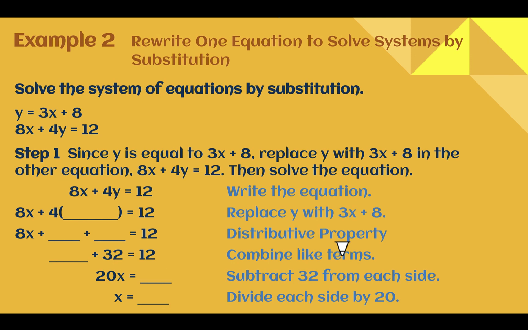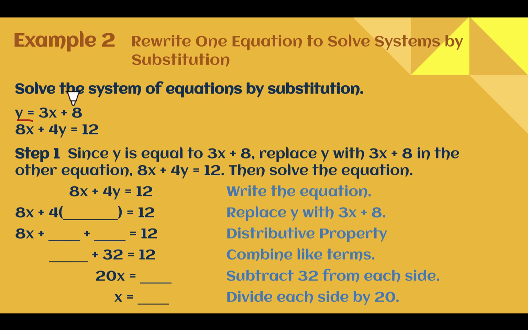Example 2. Rewrite one equation to solve systems by substitution. So solve the system of equations by substitution. We have y equals 3x plus 8 and 8x plus 4y equals 12. So in order to use substitution, one of the equations needs to be y equals or x equals, the variable solved by itself. Here we see y equals. We don't have to rearrange anything. We just have to use this one to substitute in. That's the one that tells us what our variable is the same as.